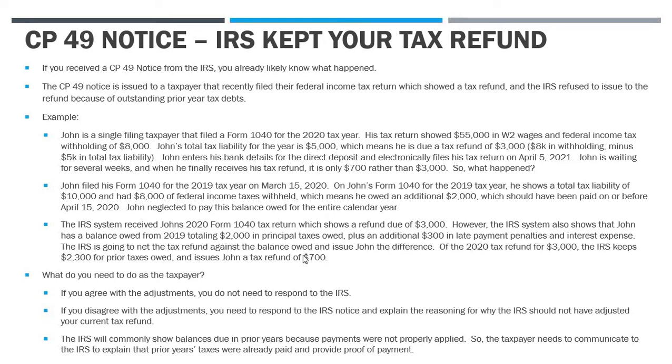Now, what do you need to do as a taxpayer if you get these kinds of notices? Well, if you agree with the adjustment, you don't have to respond to the IRS or do anything, right? You owed the money, they kept a portion of your tax refund, now everything's square and you're done. Go on about your life. Where there comes a problem is if you disagree with the adjustments, right? So if you disagree with the IRS keeping your refund for prior taxes owed, then you need to respond to the notice and explain why they should not have adjusted your refund like that and kept it.